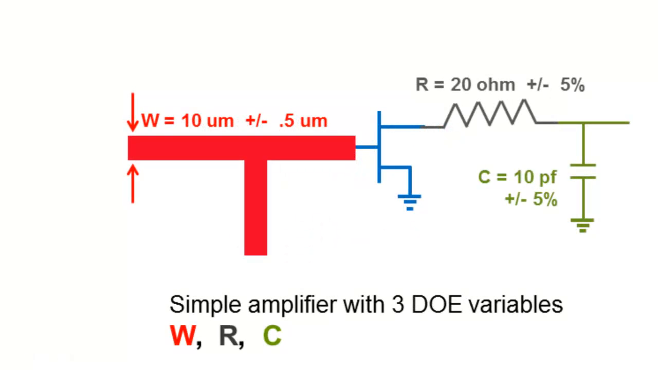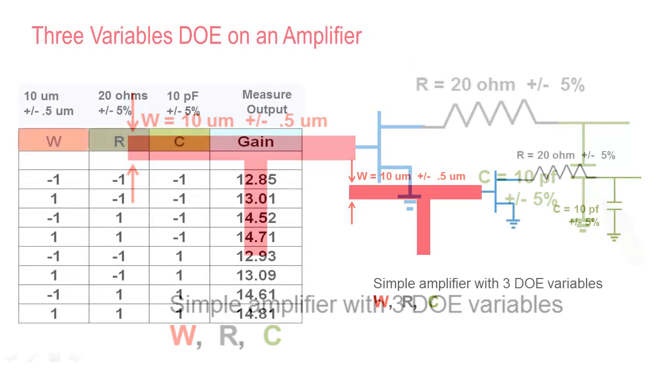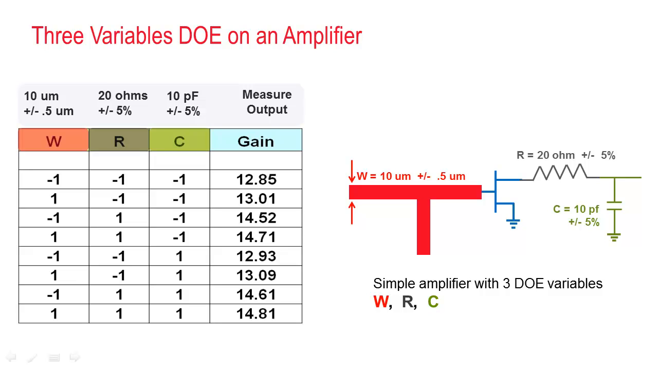Let's start with a simple amplifier circuit, and let me select 3 variables that affect the output gain of the amplifier. These 3 variables are the 10 micron line width shown in red, the 20 ohm resistor R, and the 10 picofarad capacitor C. In DOE, we vary these variables by a small amount, let's say plus or minus 5% on the resistor and the capacitor, and plus or minus half a micron on the line width.